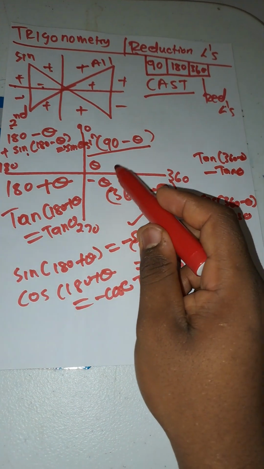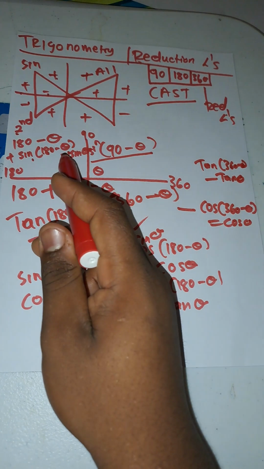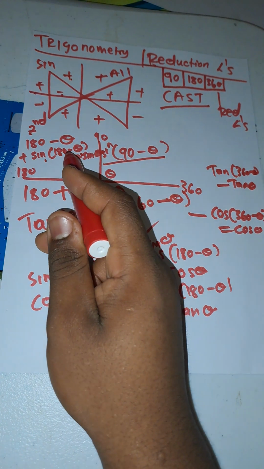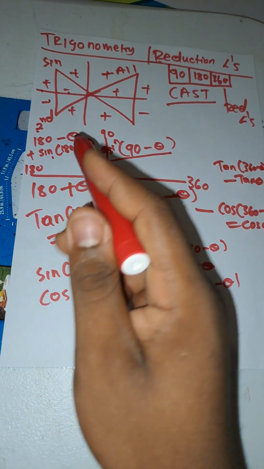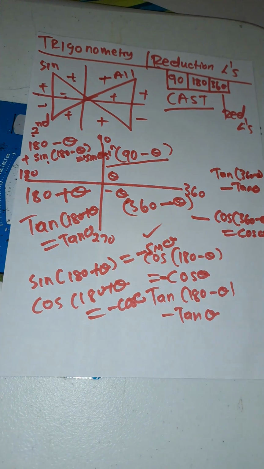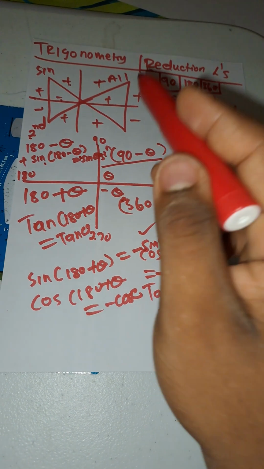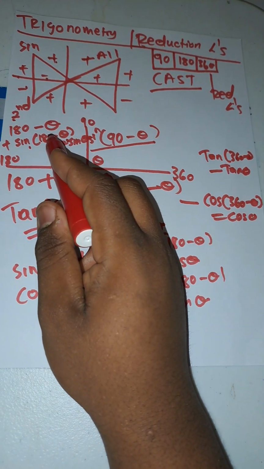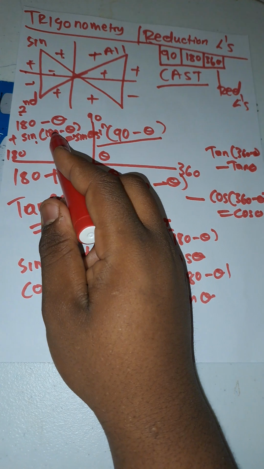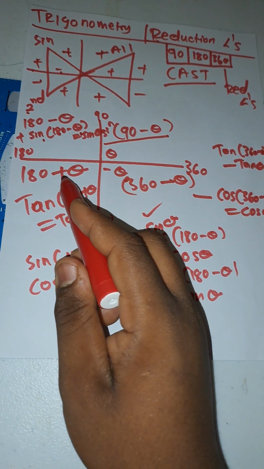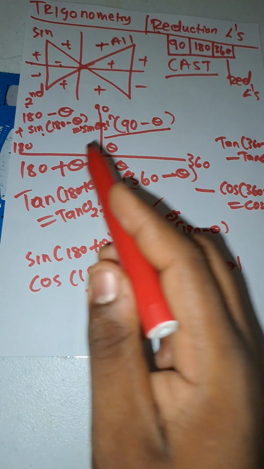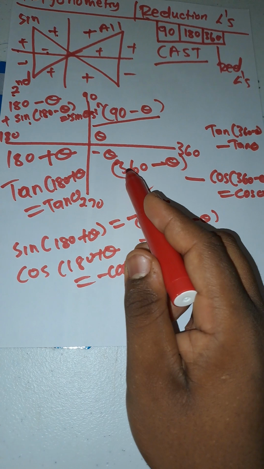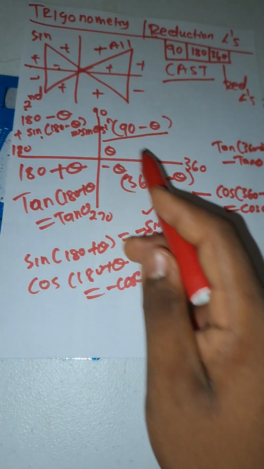So I hope you understand it. In the first quadrant, everything is positive. In the second quadrant, okay guys, let me chill. In the first quadrant, everything is positive. In the second quadrant, it is 180 minus theta, which is positive for sine. In the third quadrant, 180 plus theta, which is positive for tan. In the fourth quadrant, 360 minus theta, which is positive for cos. Understand it? So it is just like that.